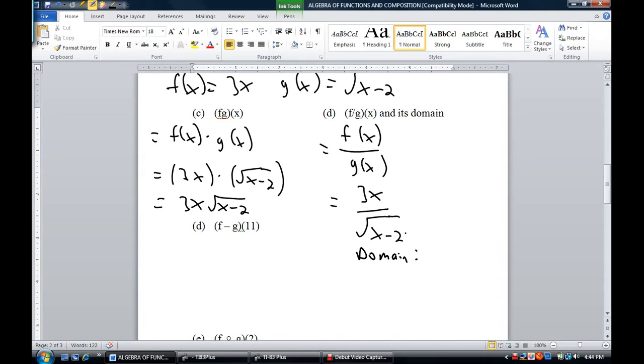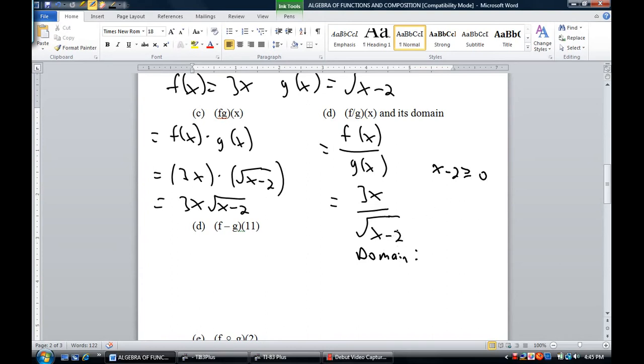Now when we find the domain, there's two things we have to consider. First thing is that we have the x minus 2, which is underneath the radical. So that means x minus 2 has to be greater than or equal to 0. The reason for that is because we can't take the square root of a negative number. We're working in the real number system.